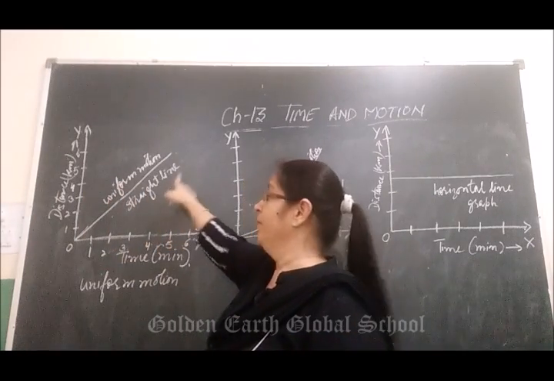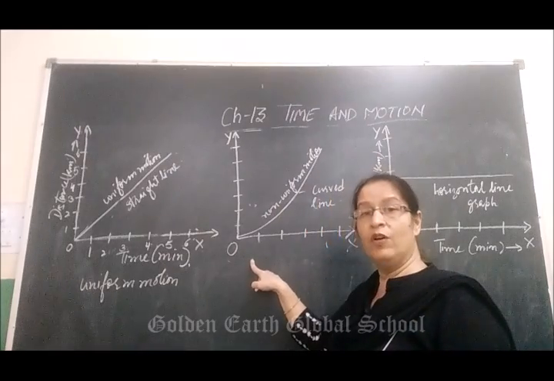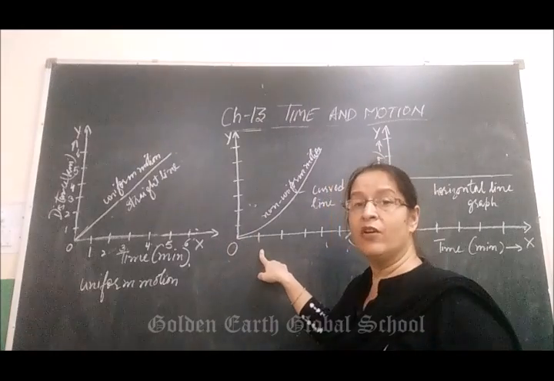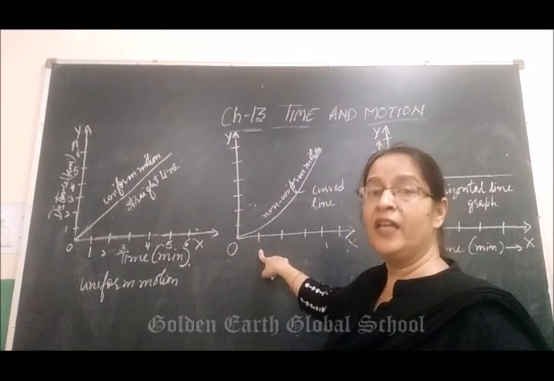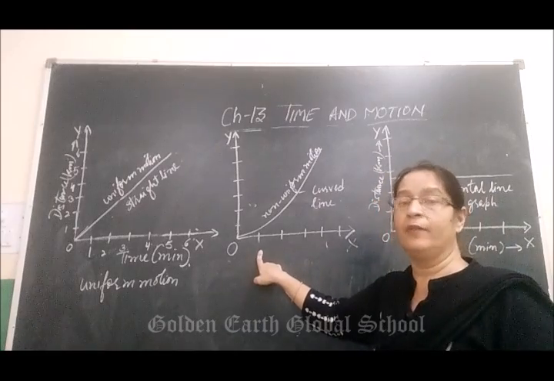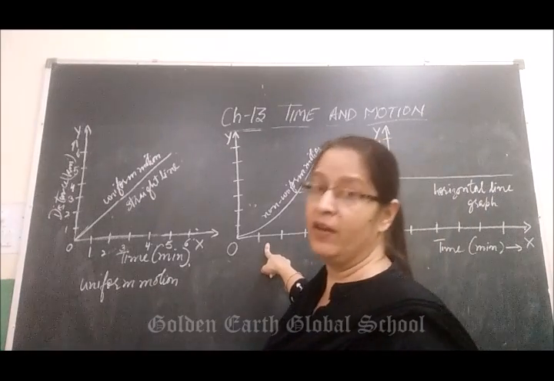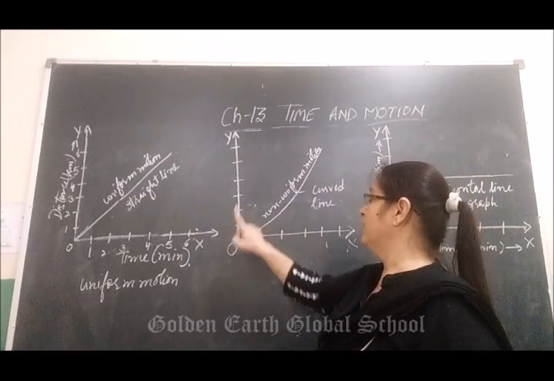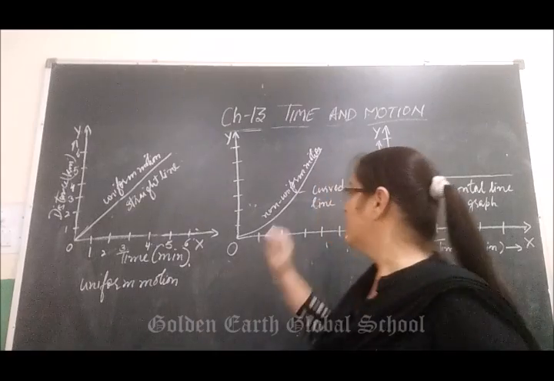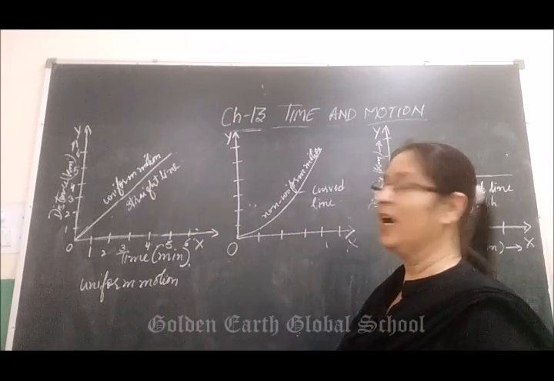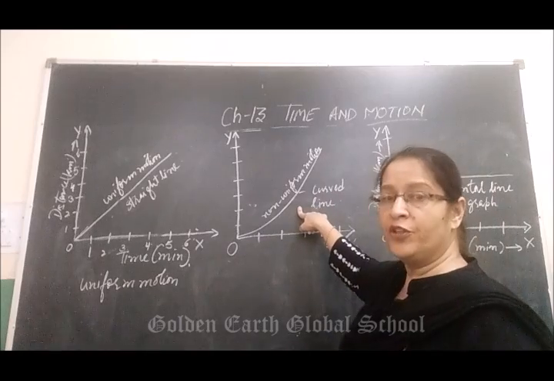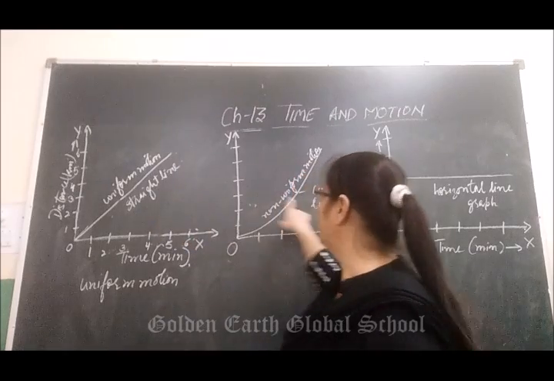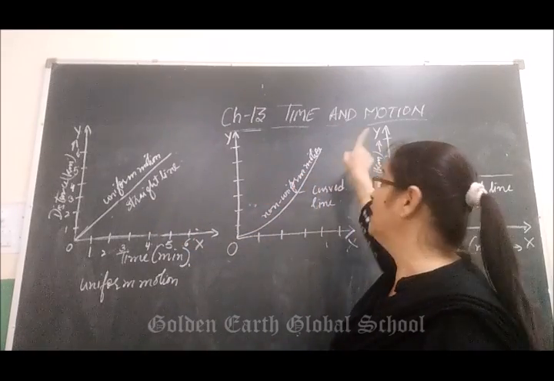If the object is moving in non-uniform motion, then the line will be curved. What do you mean by non-uniform motion? When an object covers unequal distance in equal interval of time, then we call it non-uniform motion. Obviously, the speed is going to increase and decrease. Then there will be a curved line showing that the motion is non-uniform, not constant speed. The straight line shows that speed is constant. The curved line shows that speed is not constant, it is varying with the time.